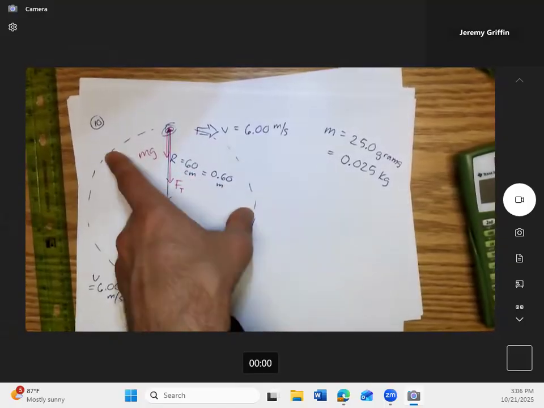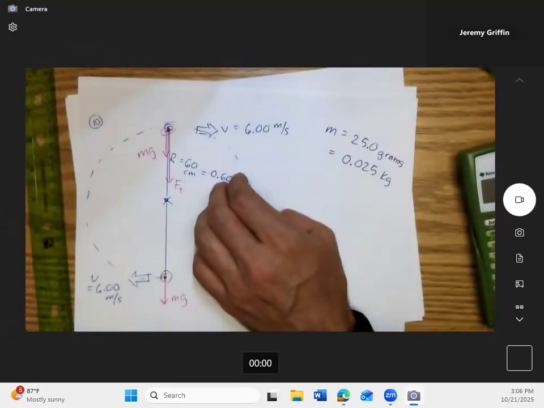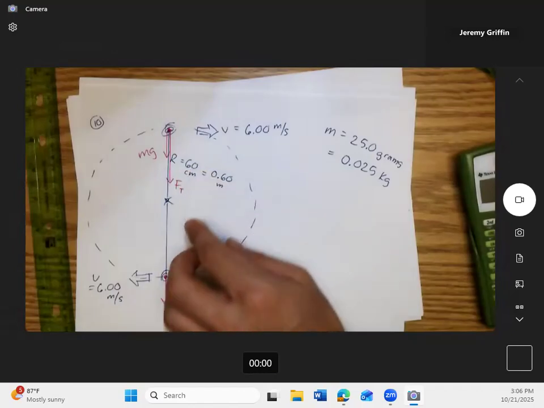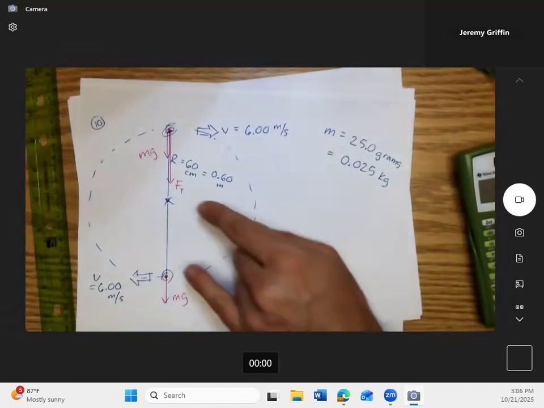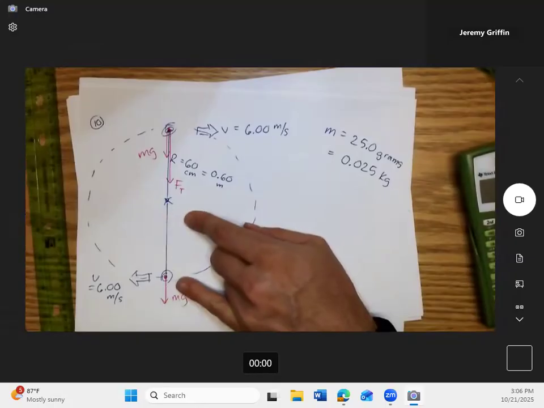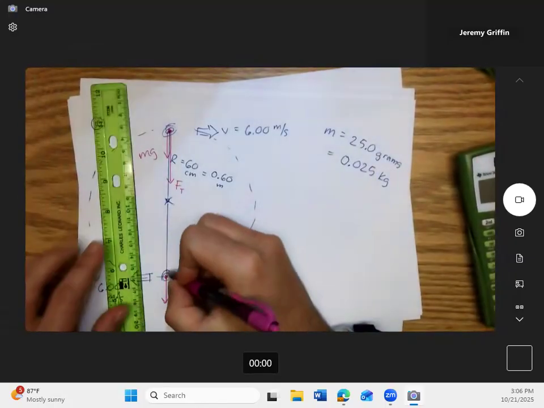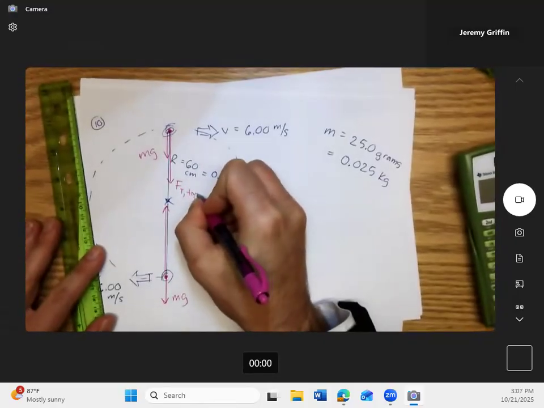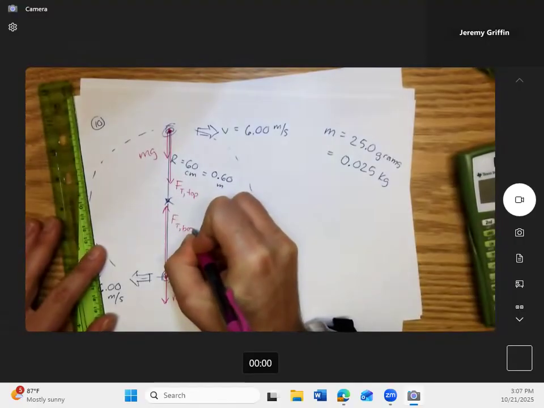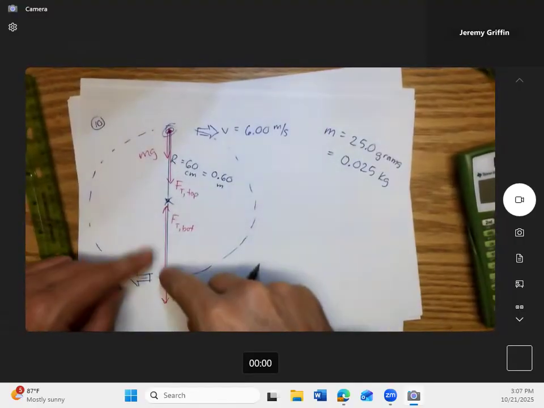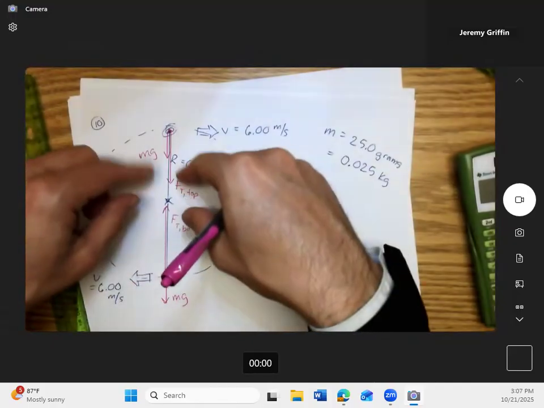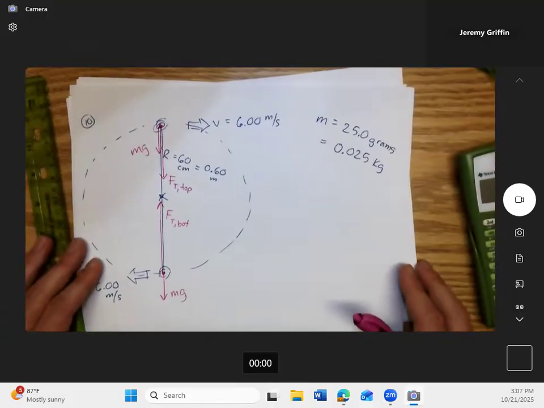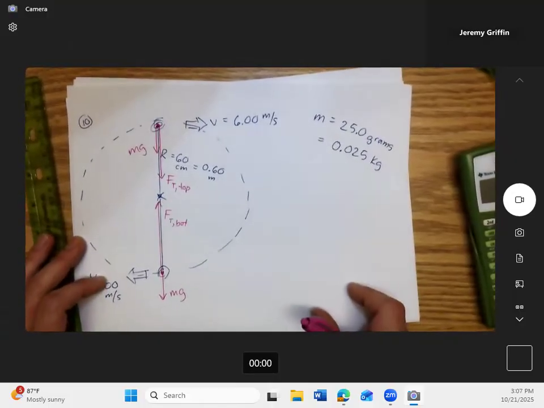How many think that at the top it's going to be greater tension? Who thinks at the bottom it's going to be greater tension? And who thinks it's the same tension? My guess is that it's going to be a greater tension at the bottom, and the reason I think that is because it has to pull opposite of the weight. So maybe we'll call this FT top and this FT bottom. Because these vectors at the bottom partially cancel out, while these vectors at the top add together to create some centripetal force and acceleration. So that's what I think is going on.